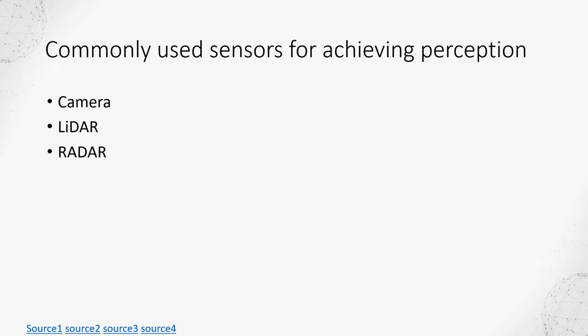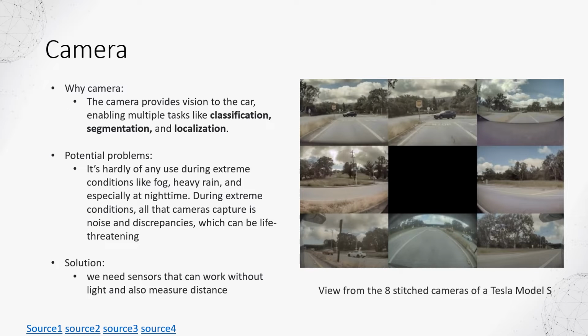Autonomous vehicles usually require a lot of sensors to achieve perception. The most commonly used sensors are camera, LiDAR, and radar. Cameras provide vision to the car, enabling multiple tasks like classification, segmentation, and localization. The picture on the right is a view from the Tesla Model S camera.